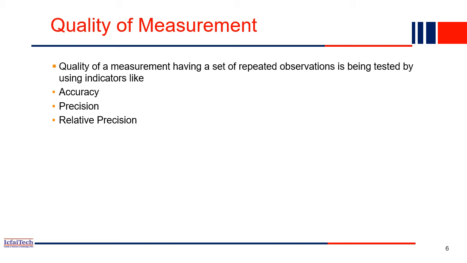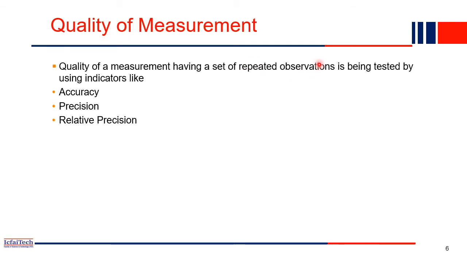So now the next topic here is the quality of measurement. The quality of measurement, having a set of repeated observations, is tested by using indicators. As I mentioned earlier also, in the real field we never know the true value, the true distance, or the true angle. So in that case, we do repeated observations multiple times. The same measurement we do multiple times, and we check what we observe each time.